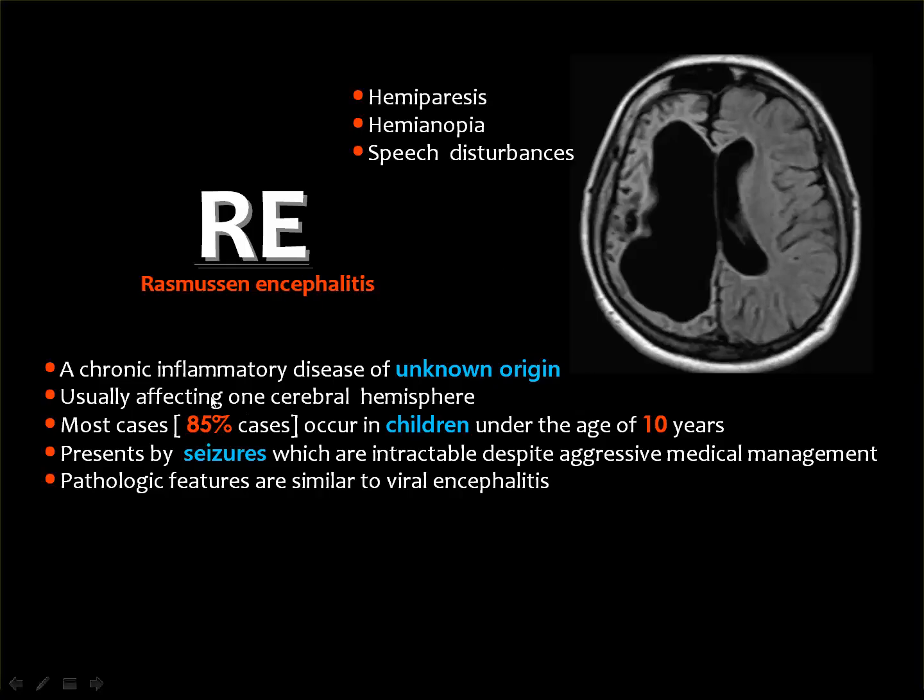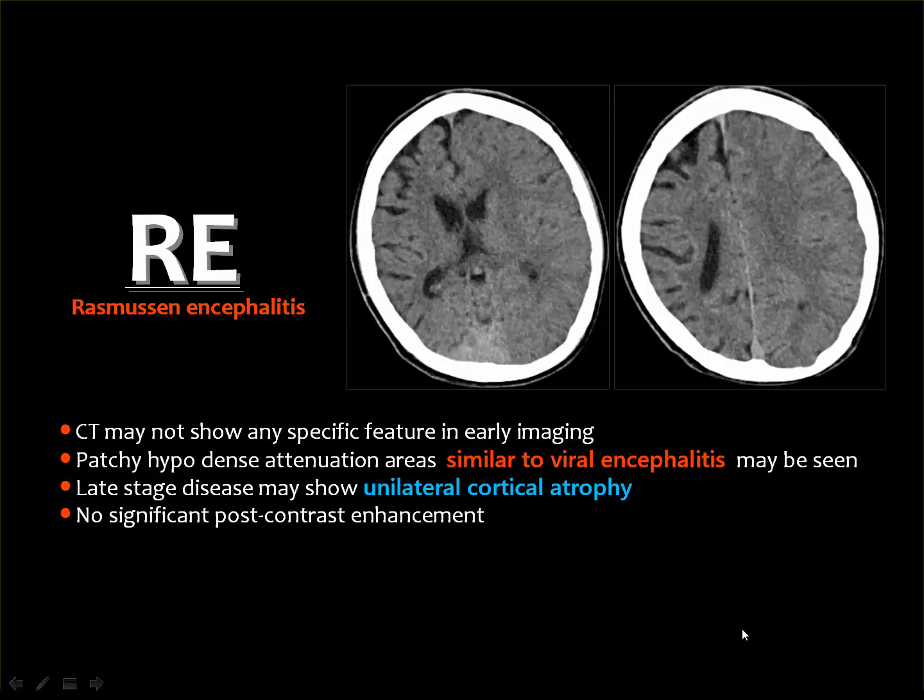This is an inflammatory lesion of unknown origin, usually seen in children around the age of 10, and the main presentation is by seizures. The appearance on MRI is similar to herpes encephalitis, but the difference is that Rasmussen encephalitis is a unilateral disease, and frequently it will result in atrophy of the affected hemisphere with marked dilatation of the lateral ventricle of the hemisphere affected. The symptoms are hemiparesis, hemianopia, and speech disturbances.